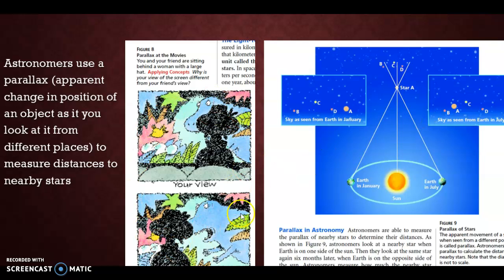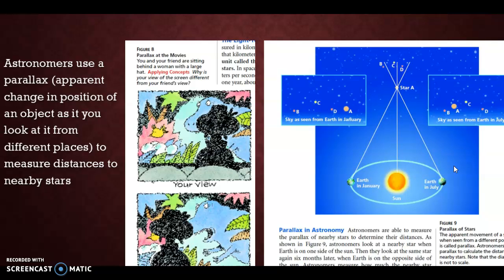This other one I always thought was interesting too, this little comic that they have in the book. Your view versus your friend's view could be completely different. So depending on where you're looking from, it depends on what you see. So that's what a parallax is. It's an apparent change in position if you look at it from different places. That's why it's talking about a parallax when we're talking about the Earth in July versus the Earth in January. Because it's a completely different place where the Earth is located. So we're in a different space, so things look a little different.